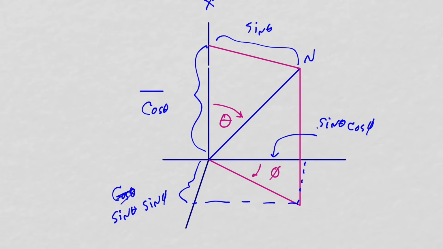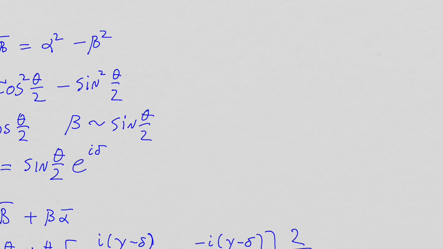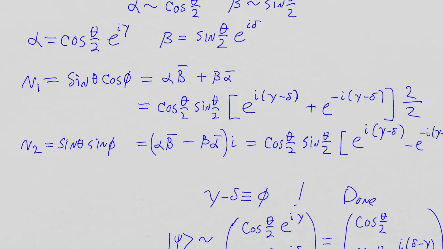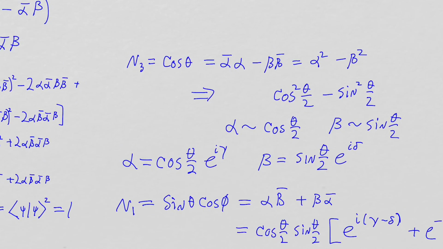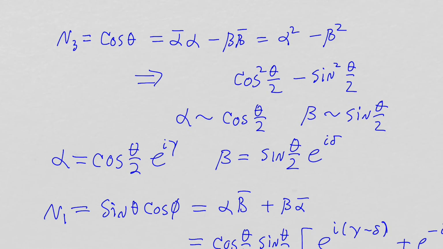Okay, so we can break n up. This is our vector n. We can break this guy up into these component parts, right? I did that right here. So we're going to say that the n3 component, the component along the 3-axis, is just going to be cosine theta, right?